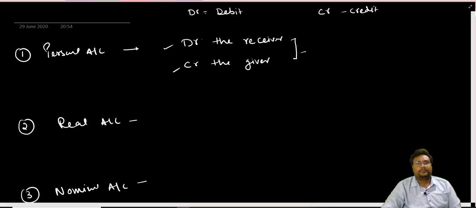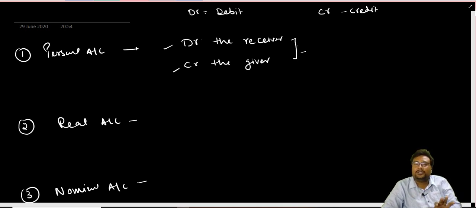Similarly, credit the giver. What is the meaning of that? Whosoever is giving the amount, that person will be credit. For example, suppose cash received from Shyam. I am receiving the cash, but who is giving the cash? Shyam. So Shyam will be credit.